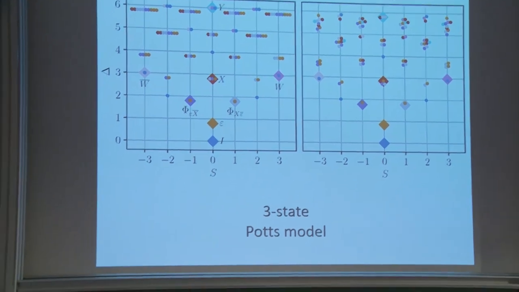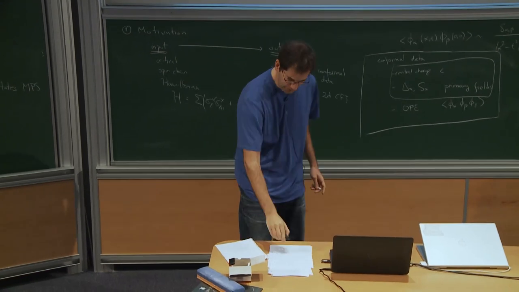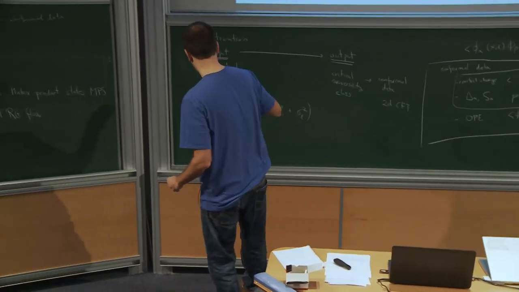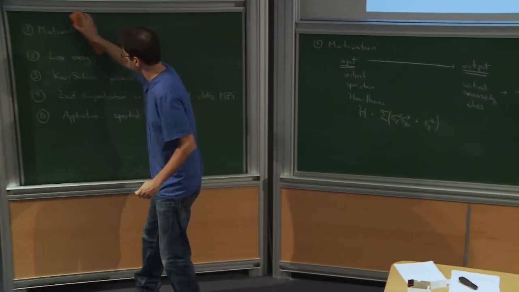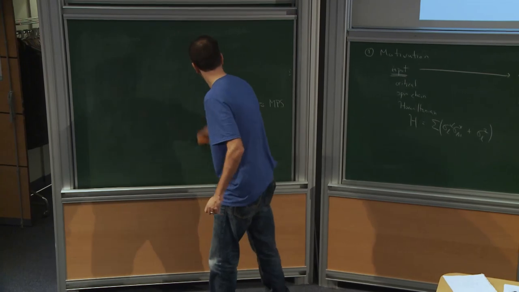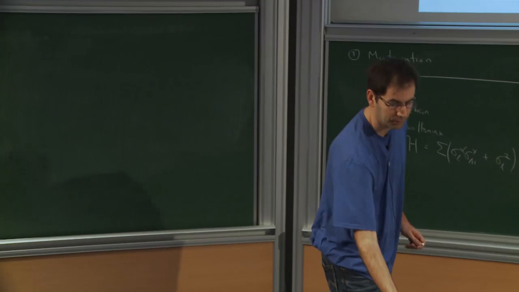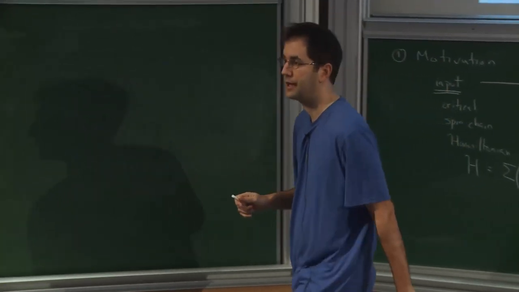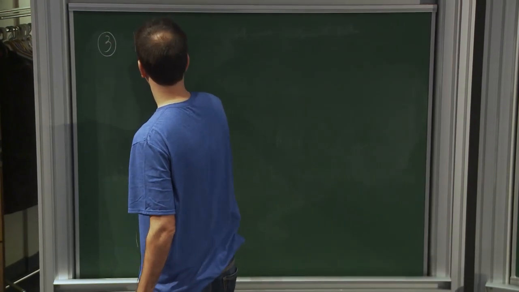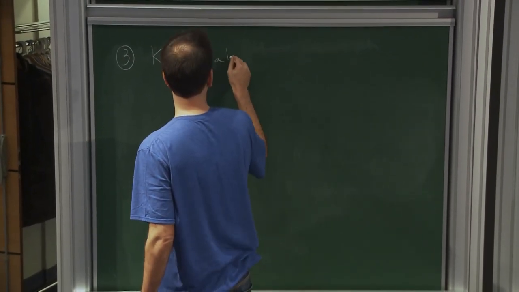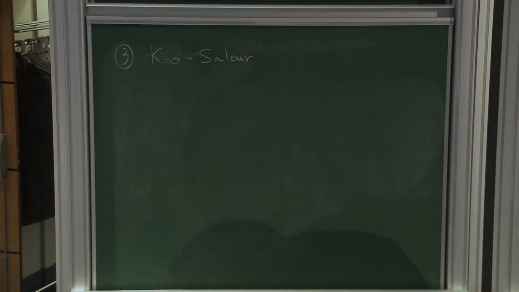Okay. So the next step then, I think we can leave this on for a second because I'll use it again in a minute. But I want to go to this Koo-Saleur formula, which will be the key to be able to color all this data. Koo-Saleur, I think you guys know this.